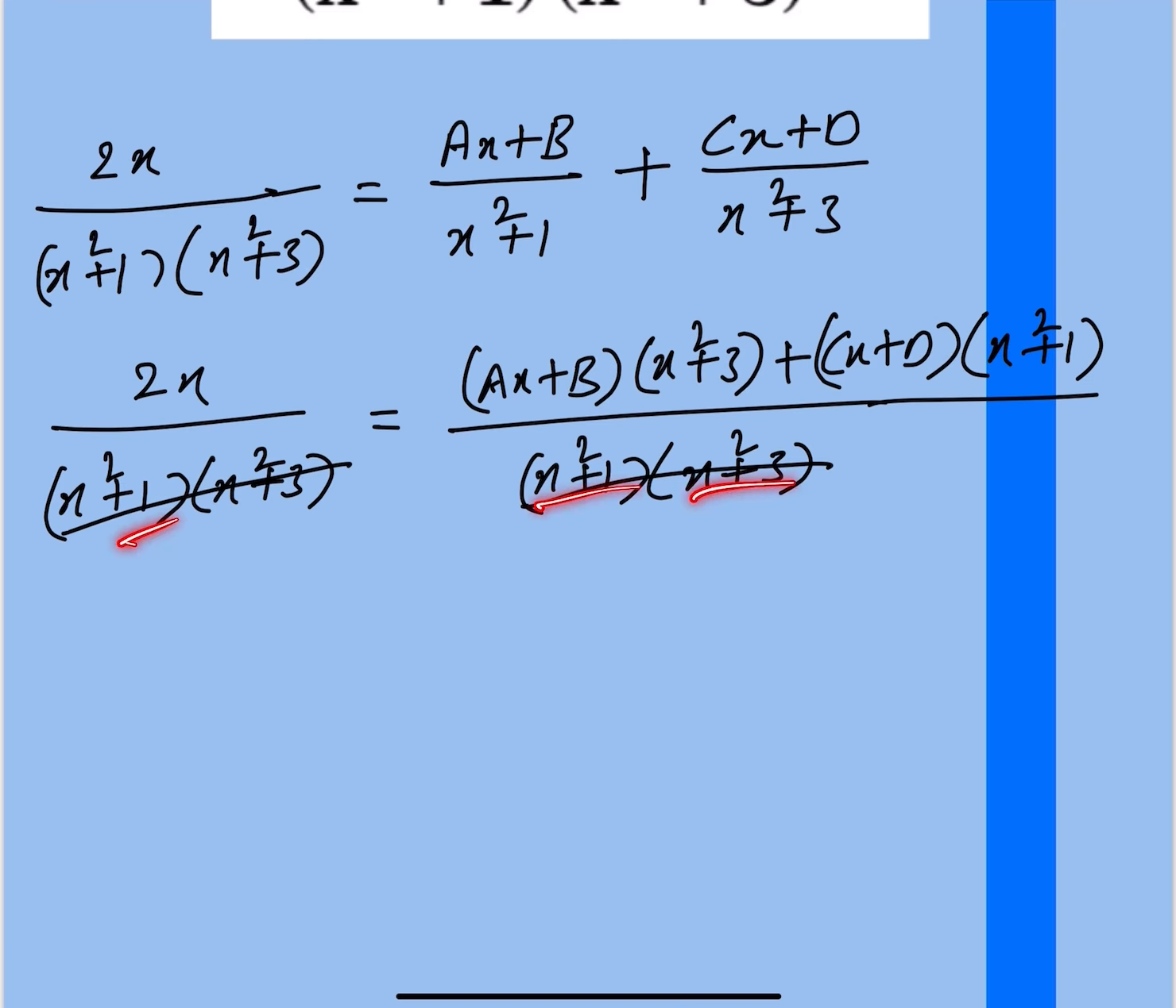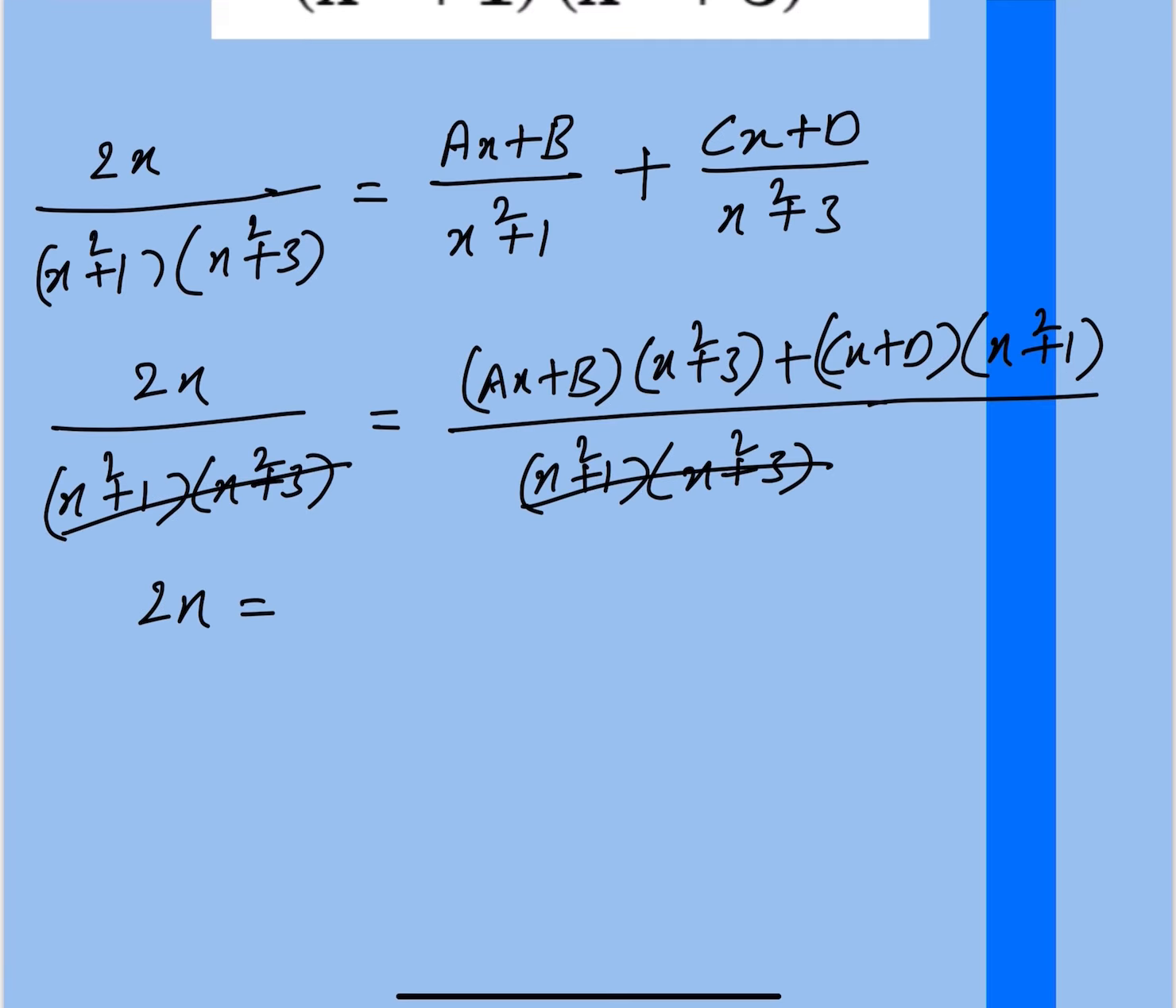Now, once you cancel this, there is no linear root over here. When I say linear, there is no x minus 1 or x minus 2 whole square. This is called linear roots. If you have linear roots, you can substitute directly in place of x and get one of these values. In this case, there's nothing to substitute, so the only option is comparing both sides. That is, we'll compare the coefficients.